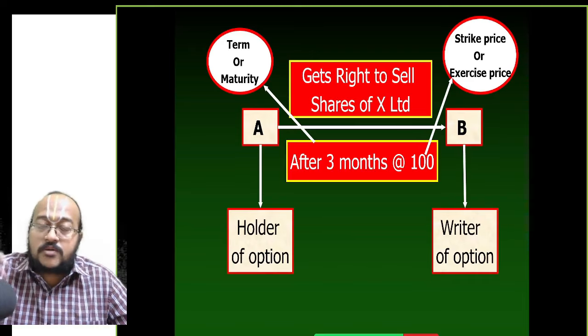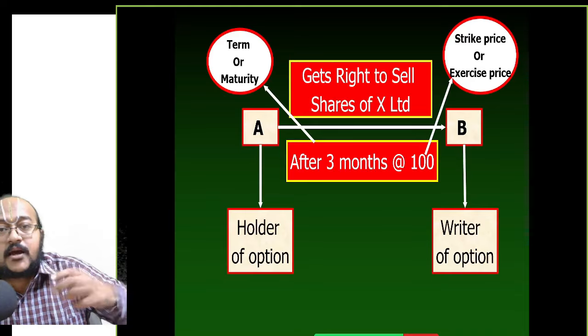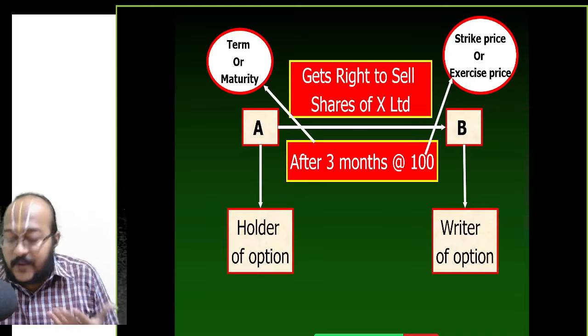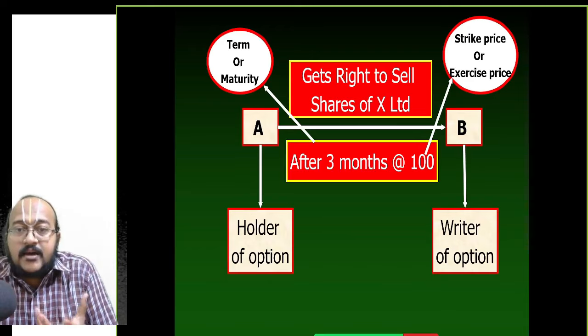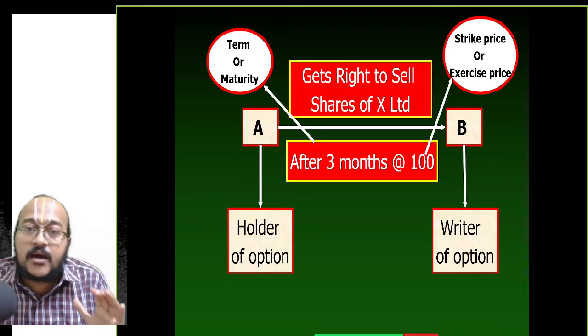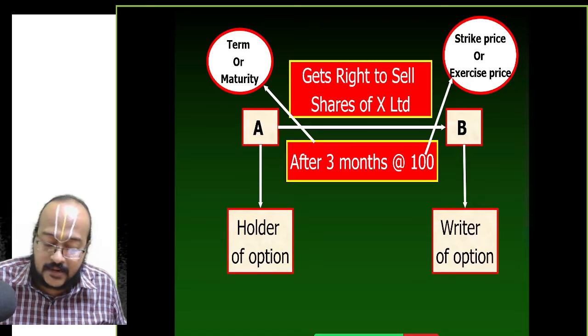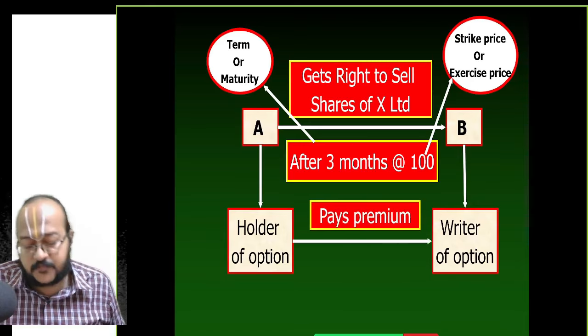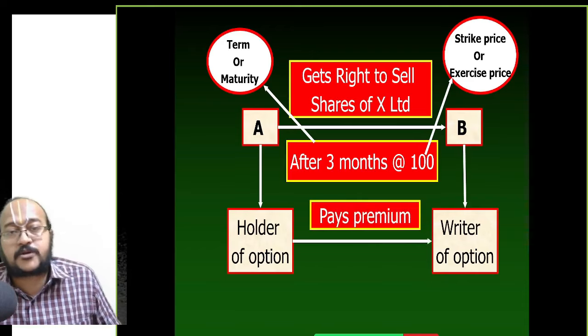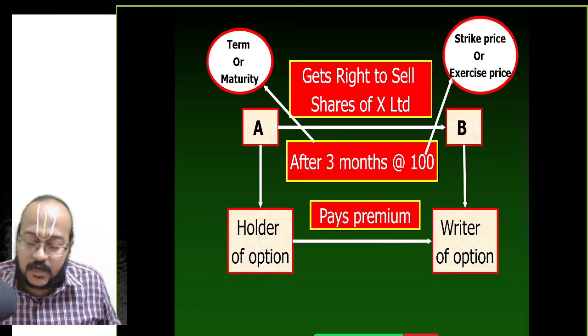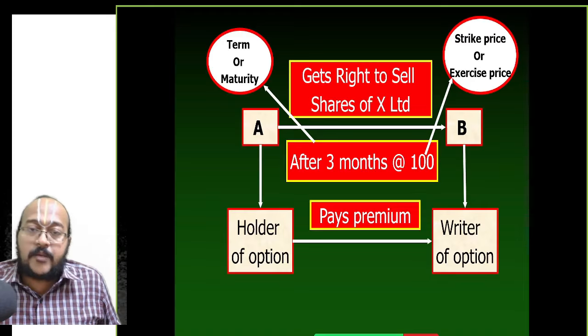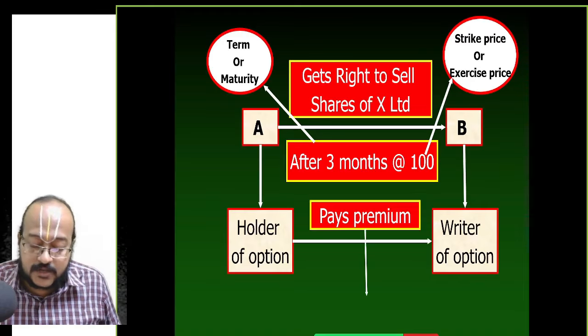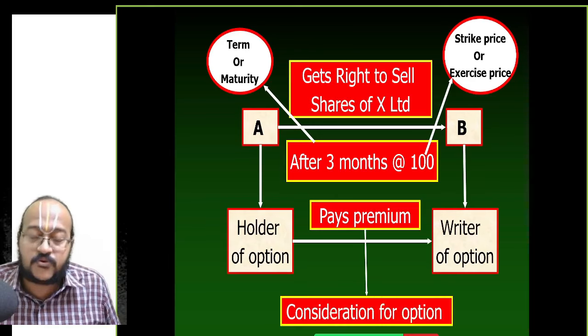Understood? Because A wants to sell the shares at whatever price he is throwing, you need to buy it. Understood? Okay, right. This is the writer of the option, and A pays a premium to B, which is called the put option premium, as the consideration for the option. Right? This is clear.